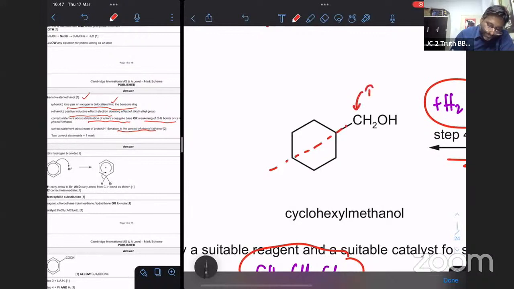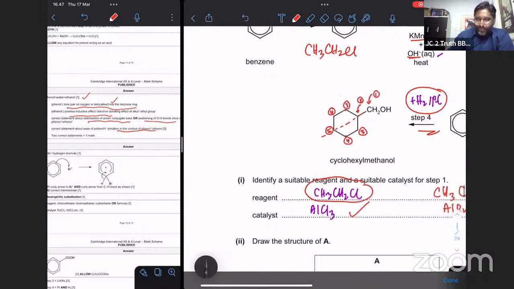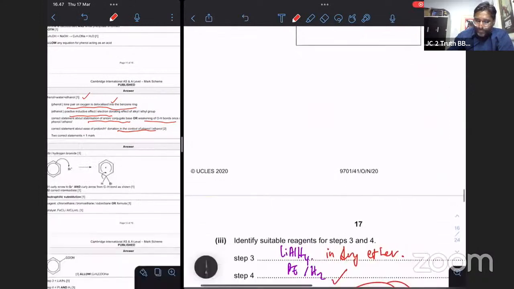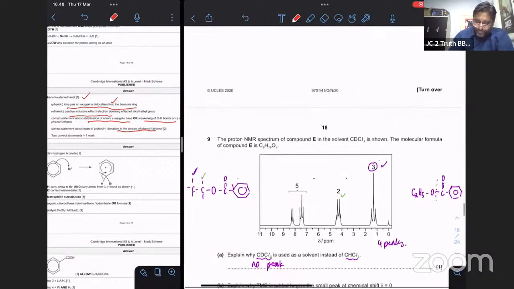This is 1. This carbon is going to be carbon number 2, the second environment. This and this can be folded, so it's going to be the third environment for the carbon. This and this are the same as each other but different from 3, so it's going to be the 4th, and this one is special, so it's going to be the 5th. So there are a total of 5 carbon environments. So I just put 5 over there as the number of peaks.